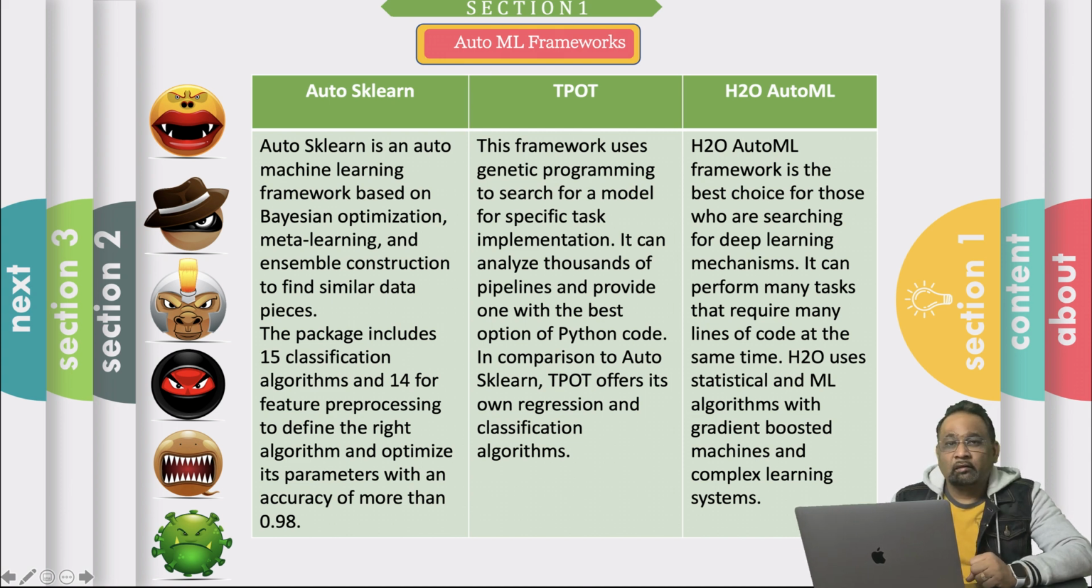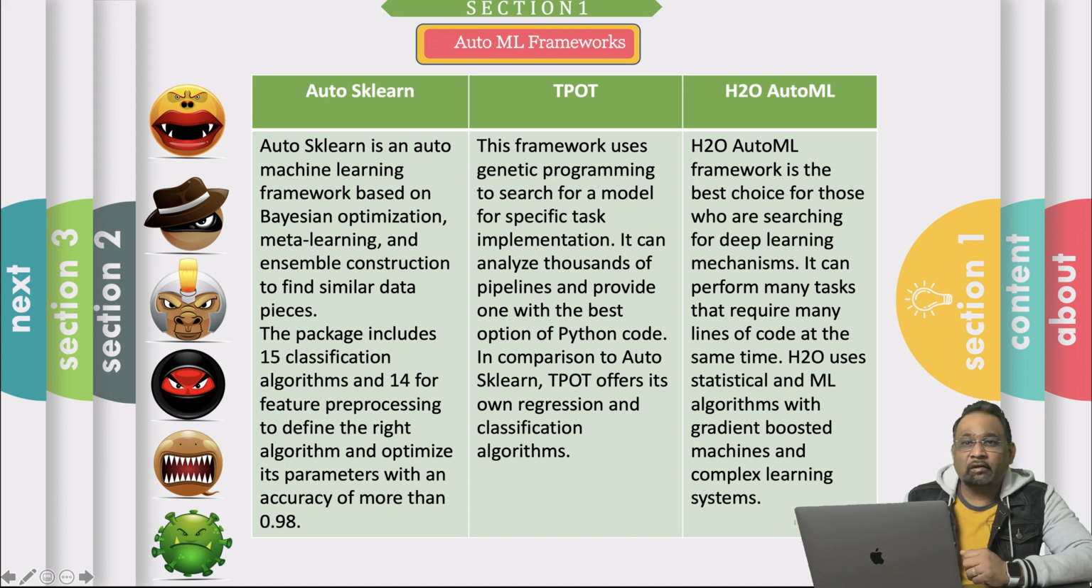Second is TPOT. This framework uses genetic programming to search for the model for a specific task implementation. It can analyze thousands of pipelines and provide the one with the best option as Python code. In comparison to Auto-sklearn, TPOT offers its own regression and classification algorithms, but since it is built on genetic programming, the model can give you different results for the same task every time you run it, and that's the problem.